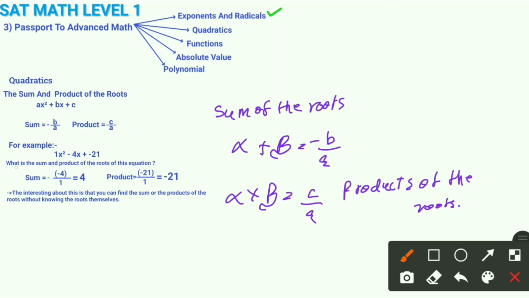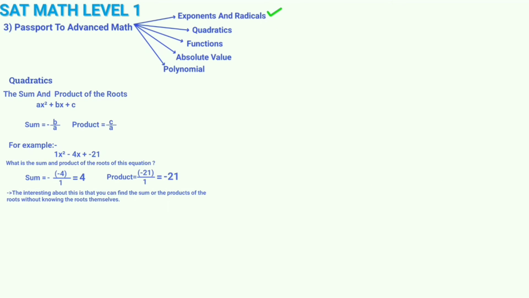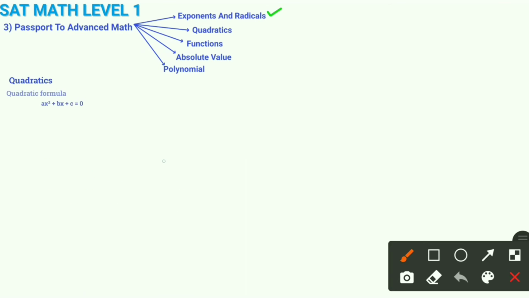And when you are asked what is the sum and product of the roots of this equation, you put this minus 4, and a is this minus 4, you get the sum, and you put this minus 21, you get the product. So the interesting thing about this is that you can find the sum or the product of the roots without knowing the roots themselves.